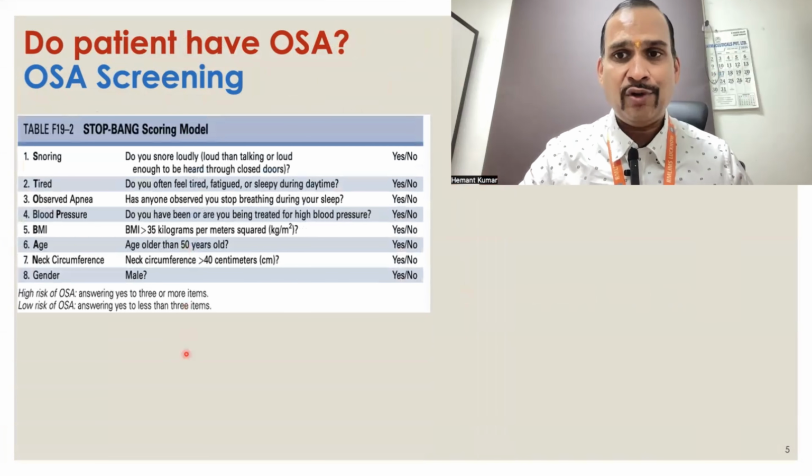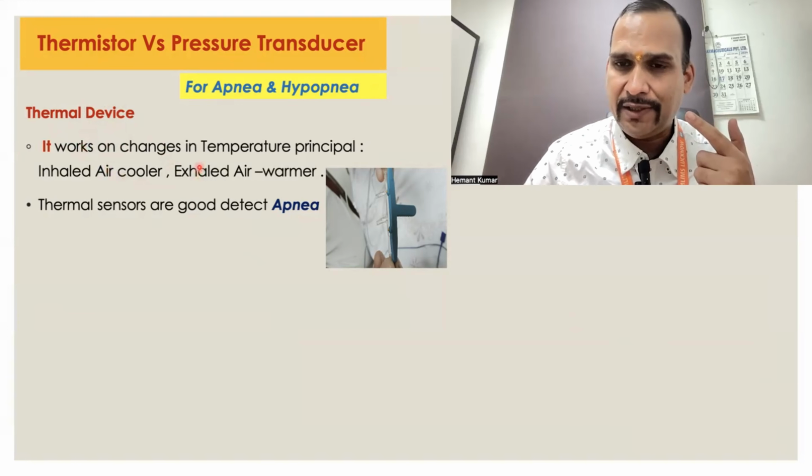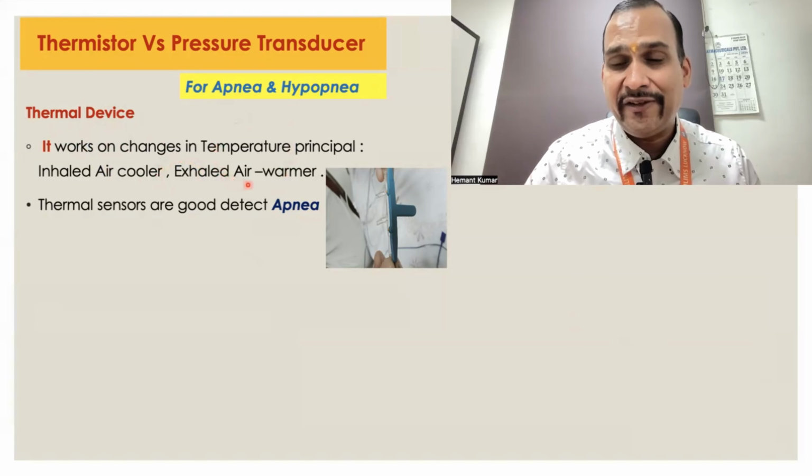Okay. Now coming to respiratory parameters. We are bothered about whether apnea is there, whether hypopnea is there. For measurement of apnea and hypopnea: what is apnea? There is reduction in flow. So we need two sensors, one specific for apnea, another specific for hypopnea. For apnea, we use a thermal device, also called an oronasal thermistor, because it detects airflow from the nose and mouth. It works on the principle of temperature difference.